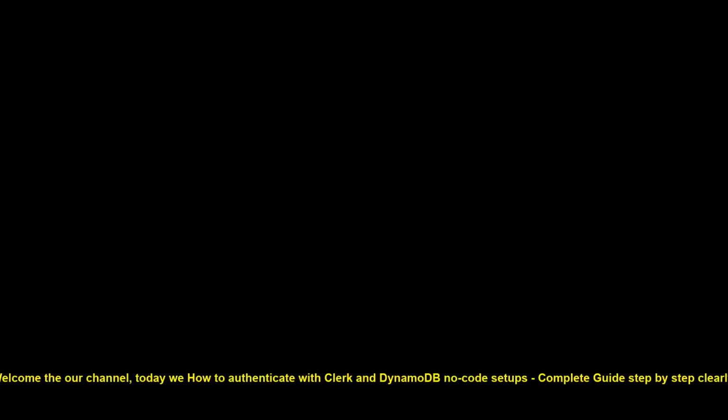To authenticate with Clerk and DynamoDB using no-code setups, start by accessing your Clerk dashboard. Create a new application within Clerk. Configure the application settings, selecting the appropriate authentication methods. Next, generate API keys for your Clerk application.